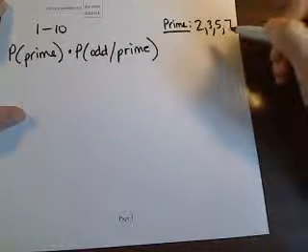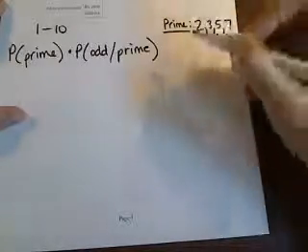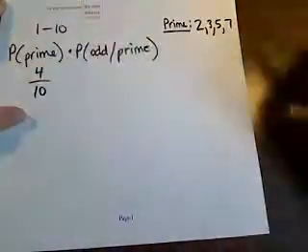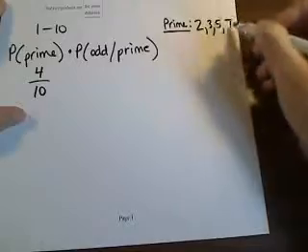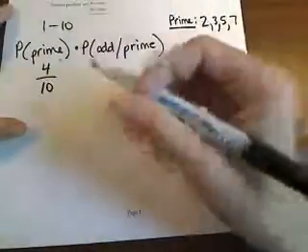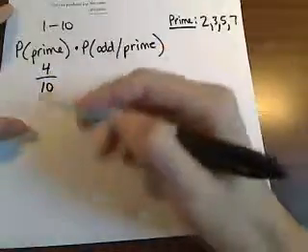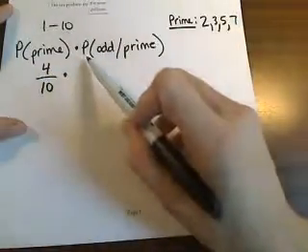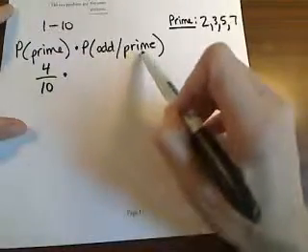So if we were just randomly choosing a number from 1 to 10, the probability that it's going to be prime is 4 out of 10. That's because we have 4 options here and 10 options total. Remember that probability is always desired over total. Okay? And then we would multiply that times the probability that it's odd given that it's prime.